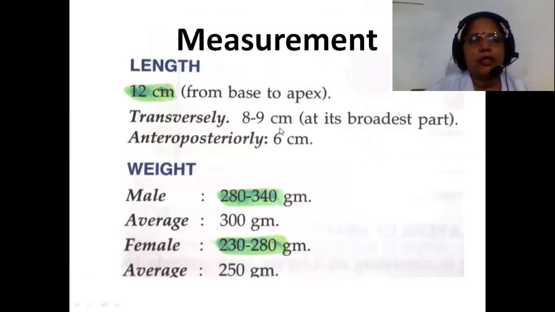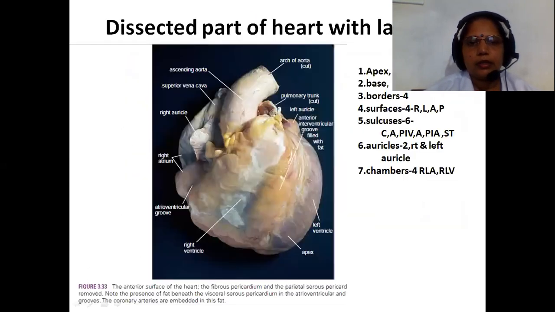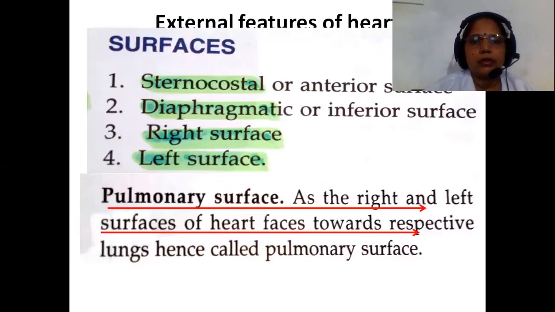Next, what is the measurement of the heart? The length is 12 centimeters from base to apex. Base to apex means, this region is called the apex. The base I already showed you; I will show you the base structure.